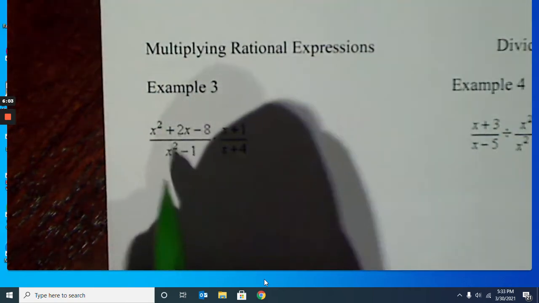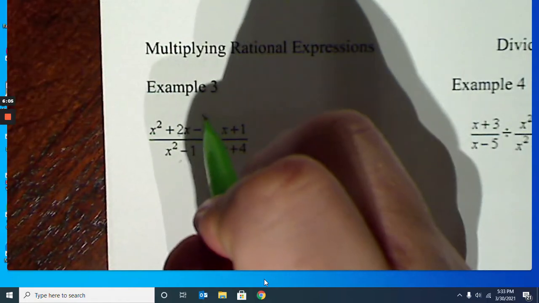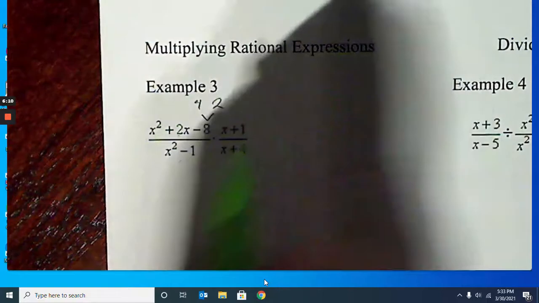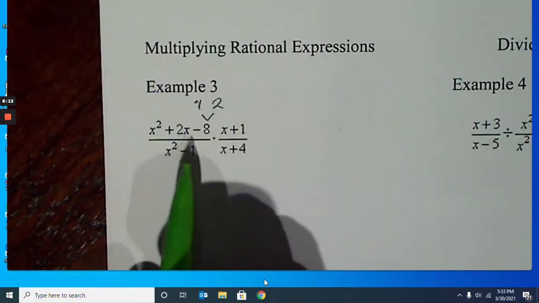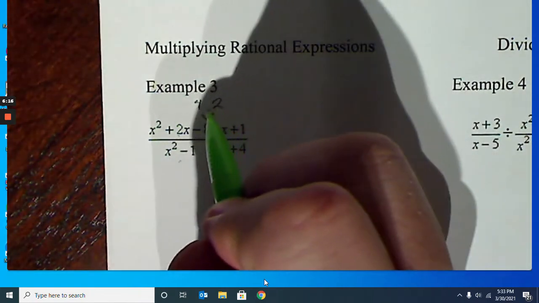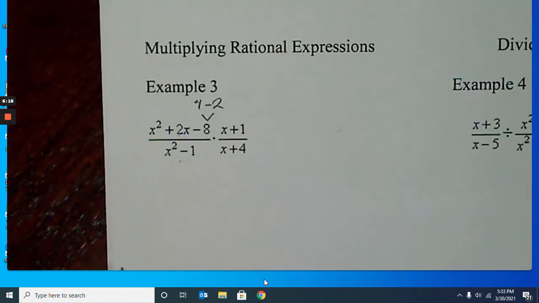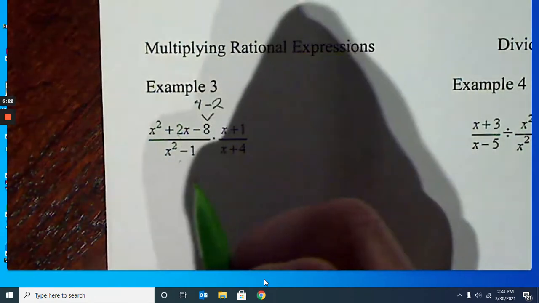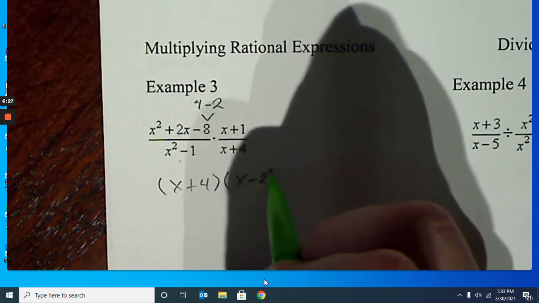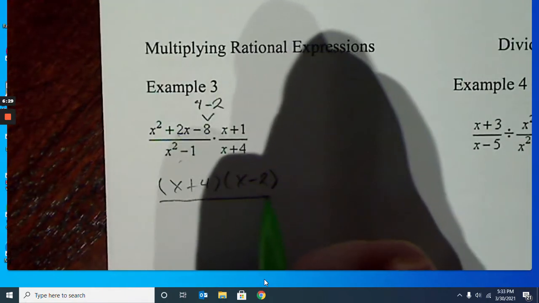So, again, I look at this and I say I need something that gives me 8, which 4 and 2 is the most common one. But I need to get a positive 2 in the middle with a negative 8, which means I need to make sure that this is a minus 2 like this. And so if I rewrite this, this becomes an x plus 4 and an x minus 2 over.